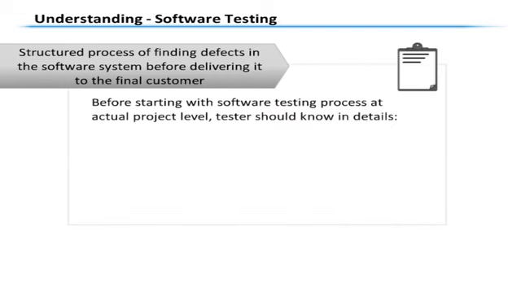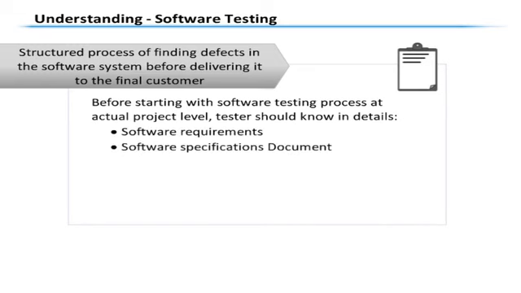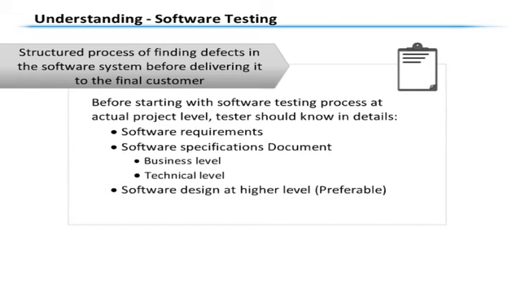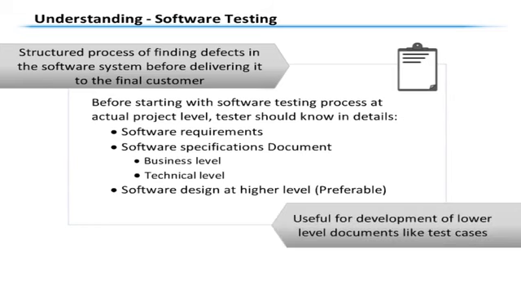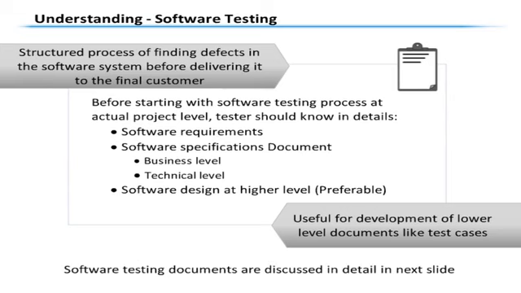So, typical software testing involves various processes as well as documentation. The basic level of testing documents are the software system requirements and the specification document, the software specification document, the business level, the technical level, and finally the software design document. These documents are foundation level documents, as they're important for the preparation of the lower level documents like test cases and test strategy. We're going to discuss all of these documents in detail in the next slide.